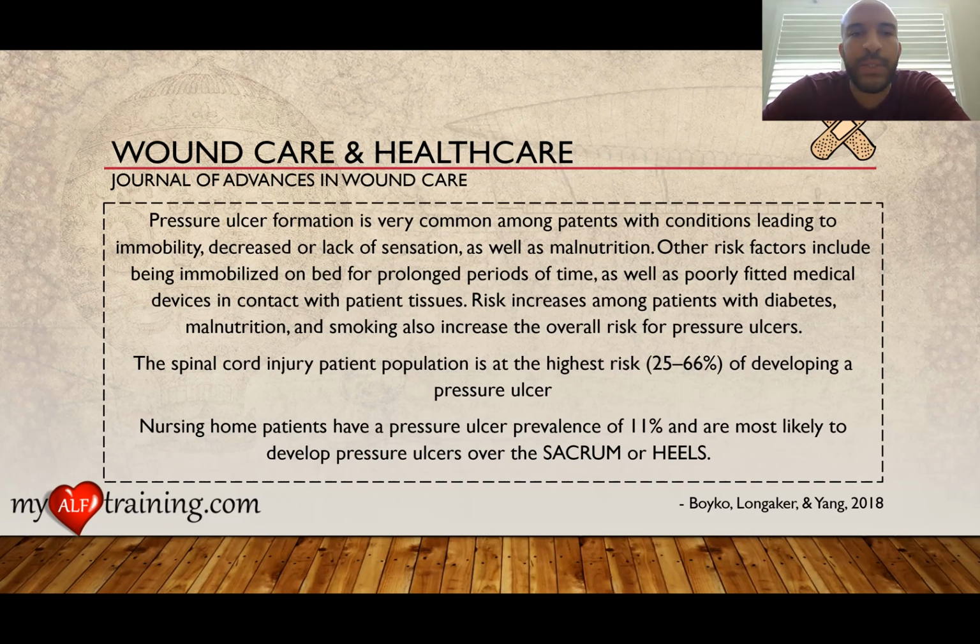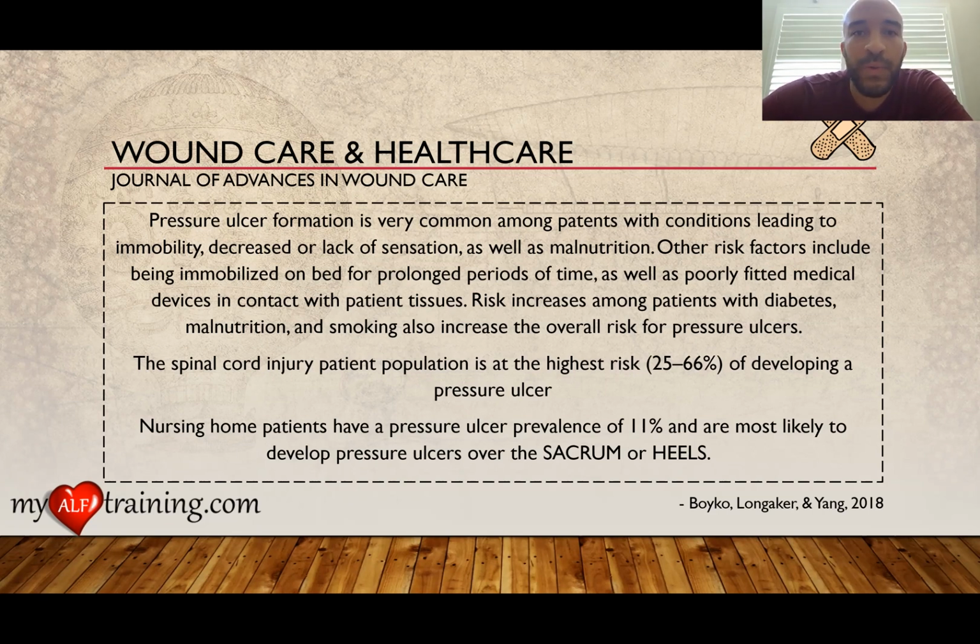So I just want you guys to remember these are the type of patients who should be on our radar at all times, as they're going to be the ones who most likely develop pressure ulcers, as this article is saying. Let's keep reading. Risk increases among patients with diabetes, and malnutrition and smoking also increase the overall risk for pressure ulcers. The spinal cord injury population is at the highest risk of developing a pressure ulcer.